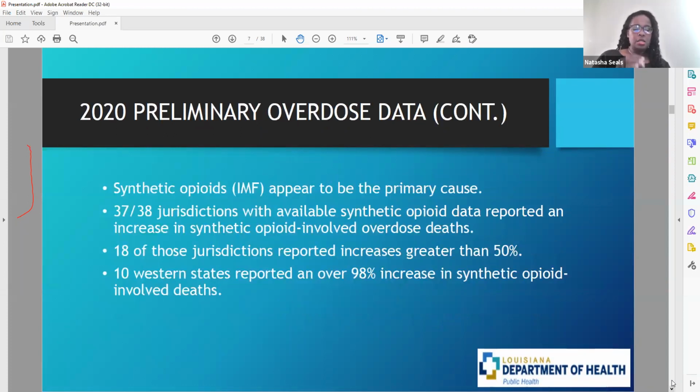So while the deaths were already increasing in the months preceding COVID-19, this information does suggest that the pandemic did play a role. So as you can see on this slide, it reaffirms that synthetic opioids were a primary cause. 37 of the 38 jurisdictions with available data reported an increase in synthetic opioid involved deaths. 18 of those jurisdictions reported increases of greater than 50%. It's also important to note that as it relates to cocaine, those deaths also increased by a rate of about 26.5%. And based off of earlier research, this is said to probably be due to the use of cocaine with substances such as fentanyl or heroin.